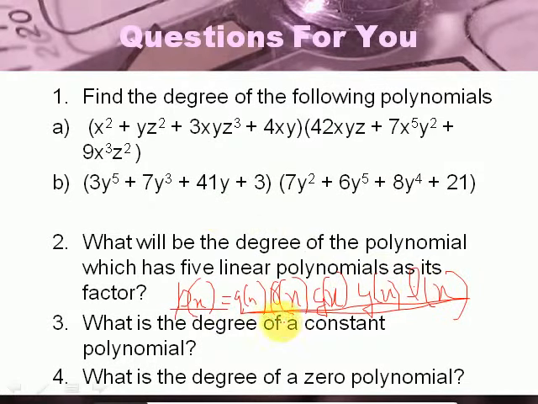Linear means what? When the highest power of a variable in a polynomial is 1, then it is said to be a linear polynomial. I will explain about this separately. If you want me to make a separate video on this, you can demand it in the comment box. So you have to find the degree of px in this question. The third question says, what is the degree of a constant polynomial? And the fourth question says, what is the degree of a zero polynomial? I think you are clear with it.